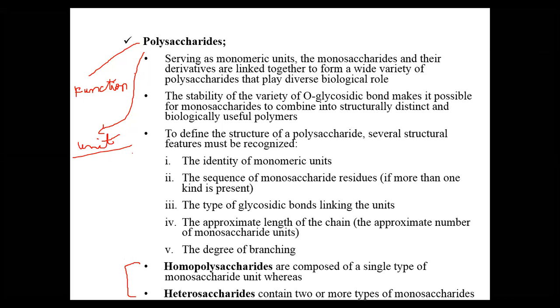To define the structure of the polysaccharide, several structural features must be recognized. Number one, the identity of the monomeric subunit. Number two, the sequence of the monosaccharide subunits in which they are attached. The types of the glycosidic bonds by which they are connected with each other. The approximate length of the chain. What is the length of the chain of the molecule? The degree of branching. How much this molecule is branched.